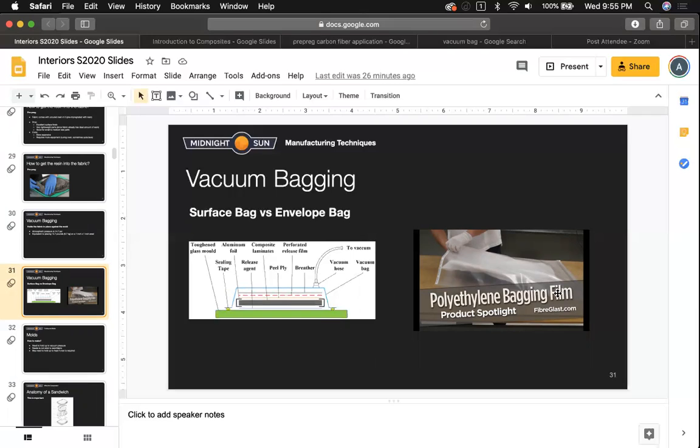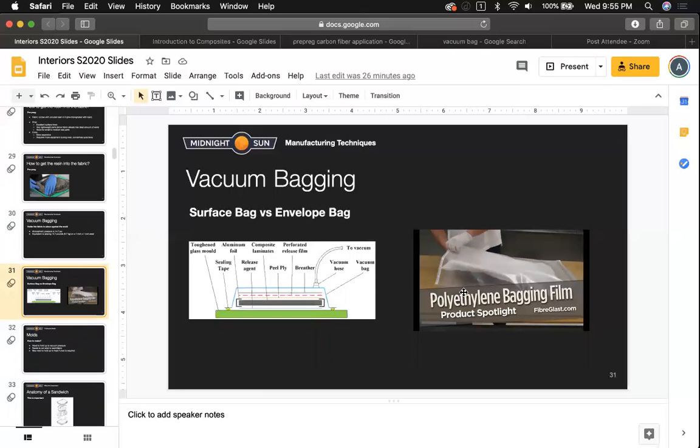And the other method is something called envelope bagging, and that's where you make a bag, like literally an envelope, out of your vacuum bag film, and you're sucking the air out of that. It's very similar to if you've ever used a vacuum sealer for food. That's essentially a vacuum envelope bag where you're sucking the air out and the bag's just being sucked against the food. But both these methods work.